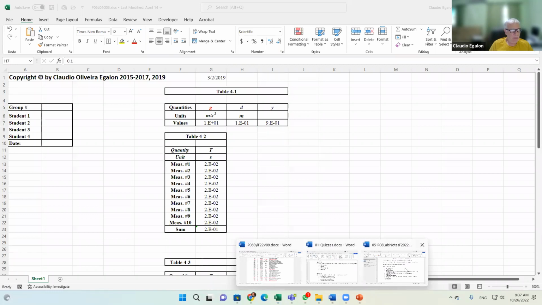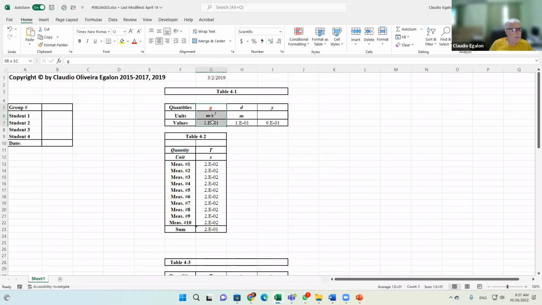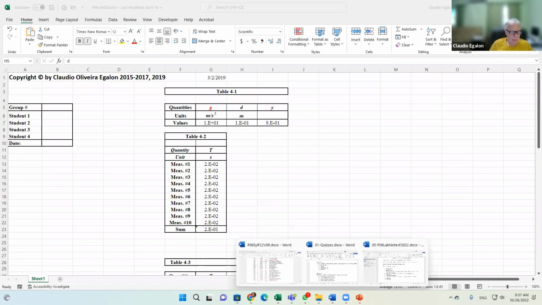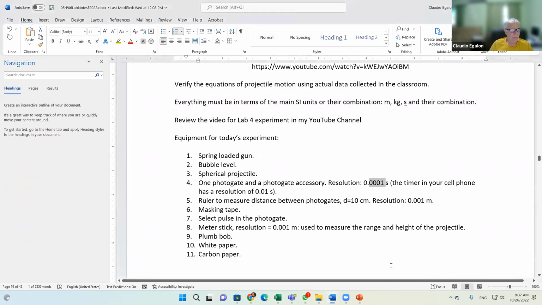First data: you put 9.8 meters per second squared. You don't have to measure that; we measure that in another experiment. And the first data of our experiment: a ruler to measure the distance between photo gates, 10 centimeters. The resolution of the ruler, you already know, is a millimeter.